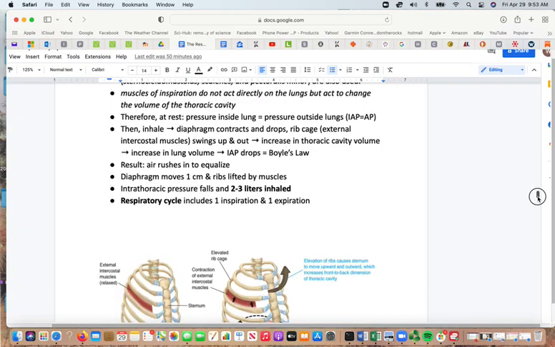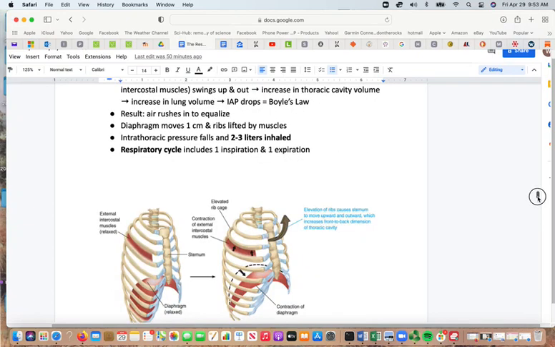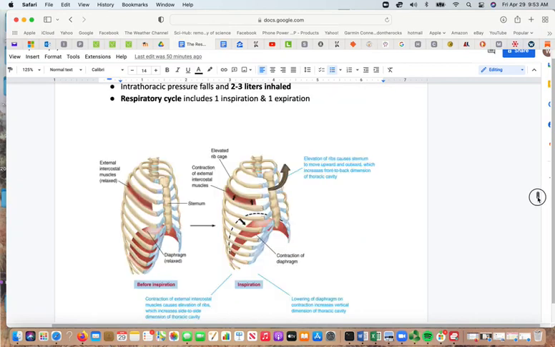When we talk about the respiratory cycle, it includes 1 inspiration and 1 expiration. This shows where the diaphragm and the external intercostal muscles are before inspiration. During inspiration, you can see the diaphragm come down, and the intercostal muscles move the rib cage up and out to the side.